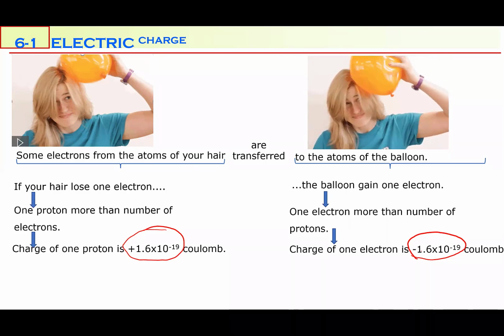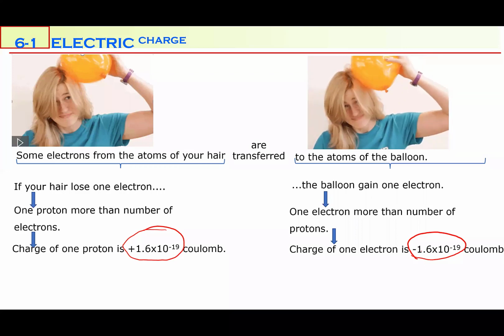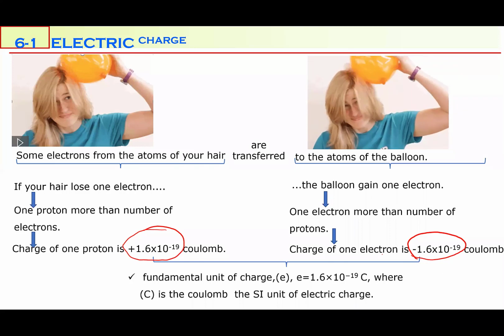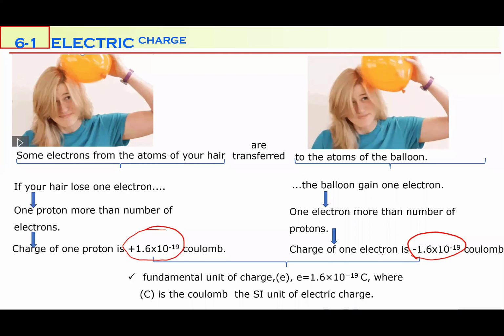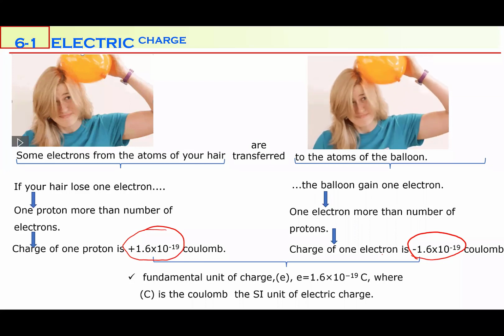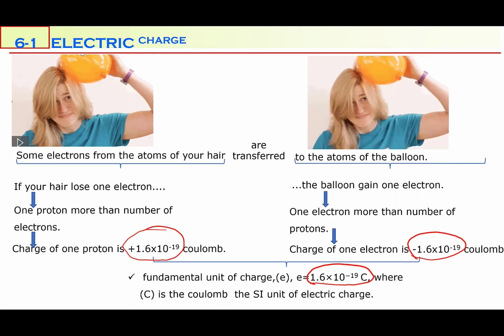One of them is positive, which is, of course, proton. One of them is negative, which is, of course, electron. This number is called the fundamental unit of charge, which means it is the smallest charge in nature which exists. No smaller charge exists in the universe than this number. It is the smallest charge an object can have. So 1.6 times 10 to the power negative 19 coulomb.